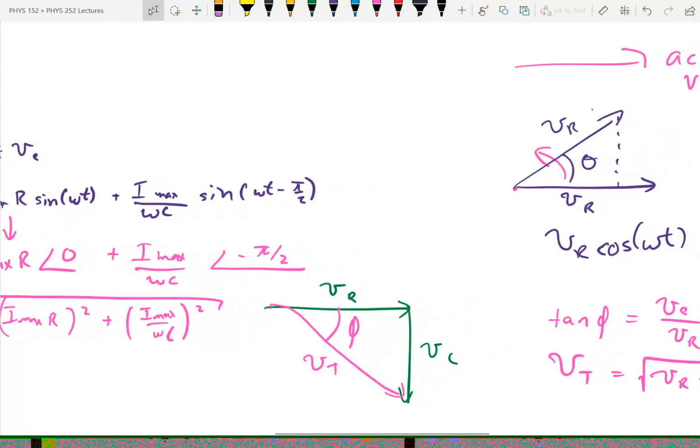But notice it's not in phase with the voltage across the resistor. There's this phase angle phi between the voltage coming out of the source and the voltage across the resistor. The current was in phase with the voltage across the resistor. So that means the power supply's voltage and current are not in phase. The peak voltage is not at the same time as the peak current coming out of the power supply. A little surprising, huh?